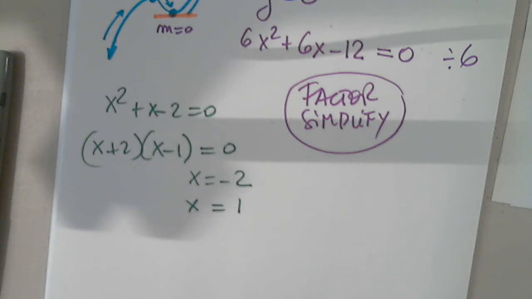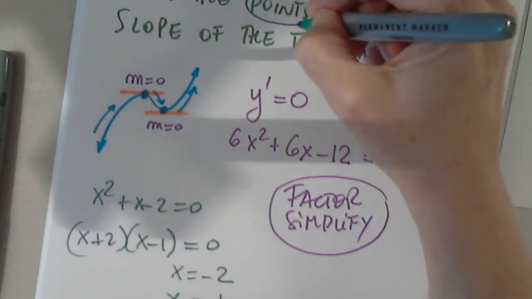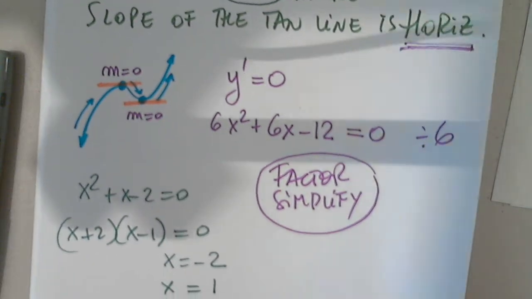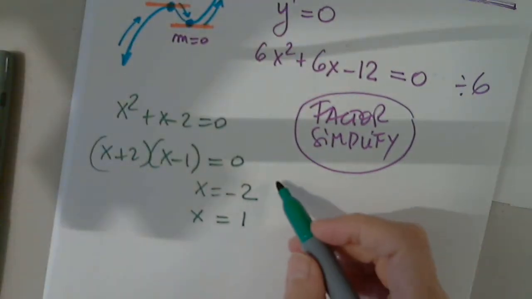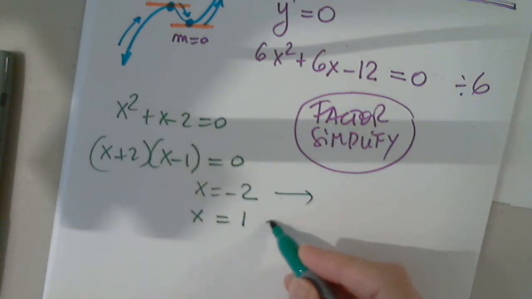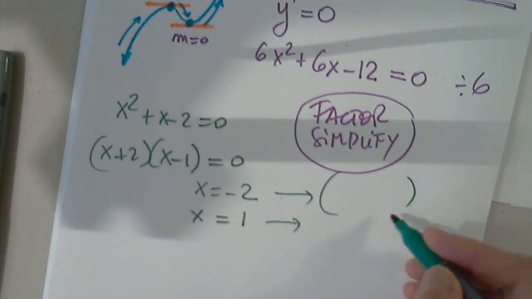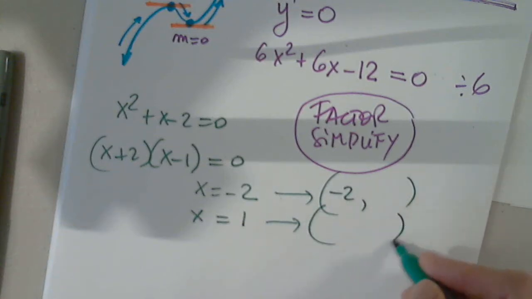They're asking us to find the points. If I'm asked to find the points, then the x values are not enough. You don't have to name them differently. I could have used p or q or whatever, but you have to find the y coordinate.